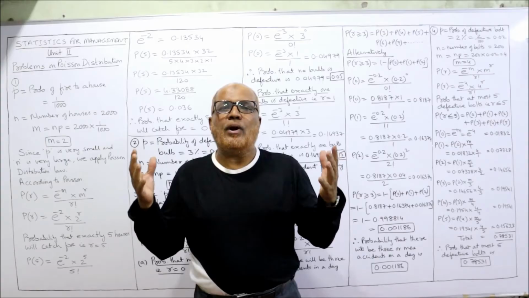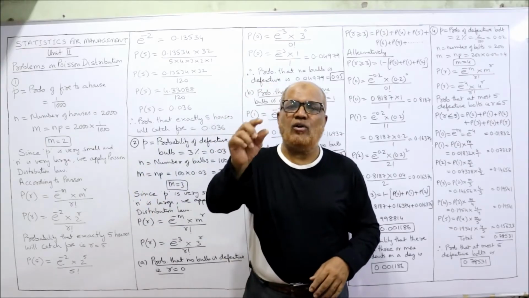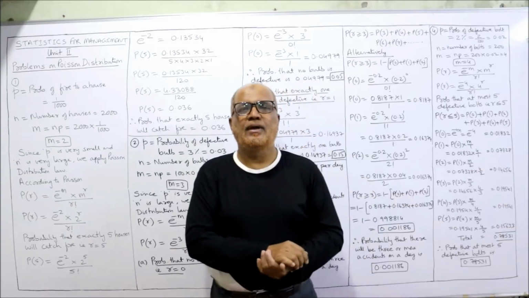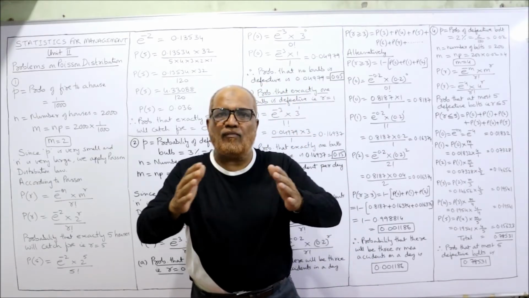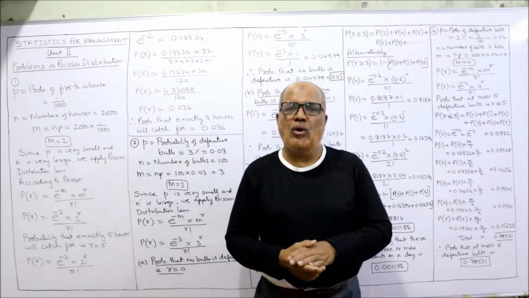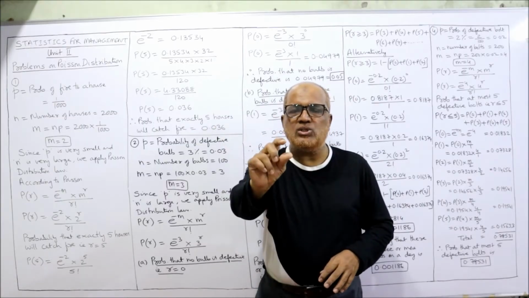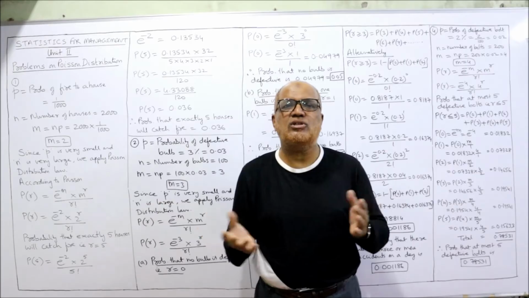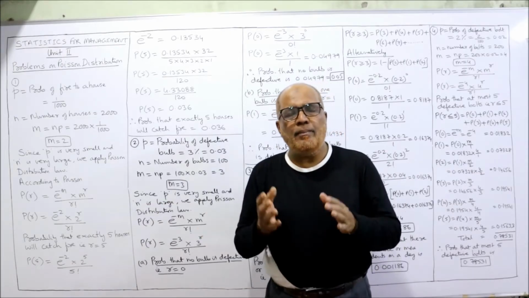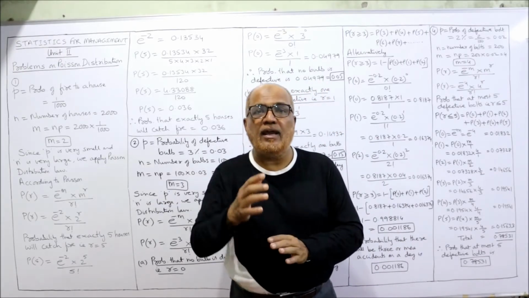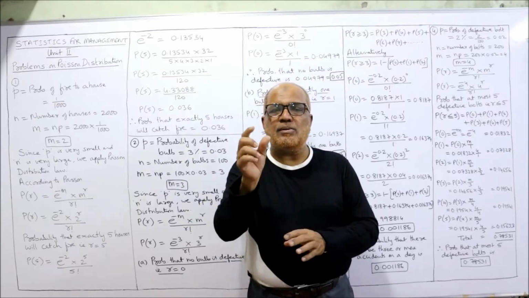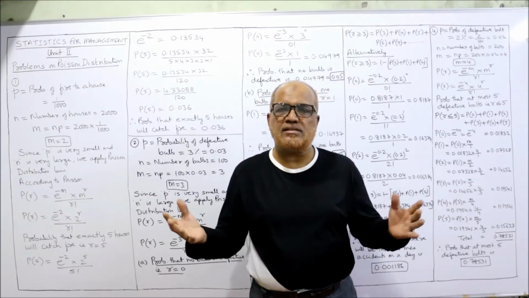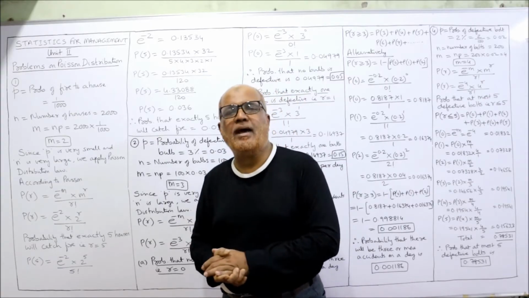Simply, Poisson distribution is applied when the value of P, the probability of success, is very small and N, the number of items, is very large. When N is large and P is very small, in that circumstance, Poisson distribution is very much suitable. There are many cases where rare events happen, that means the probability of success is very, very small. In those circumstances, Poisson distribution is applied.